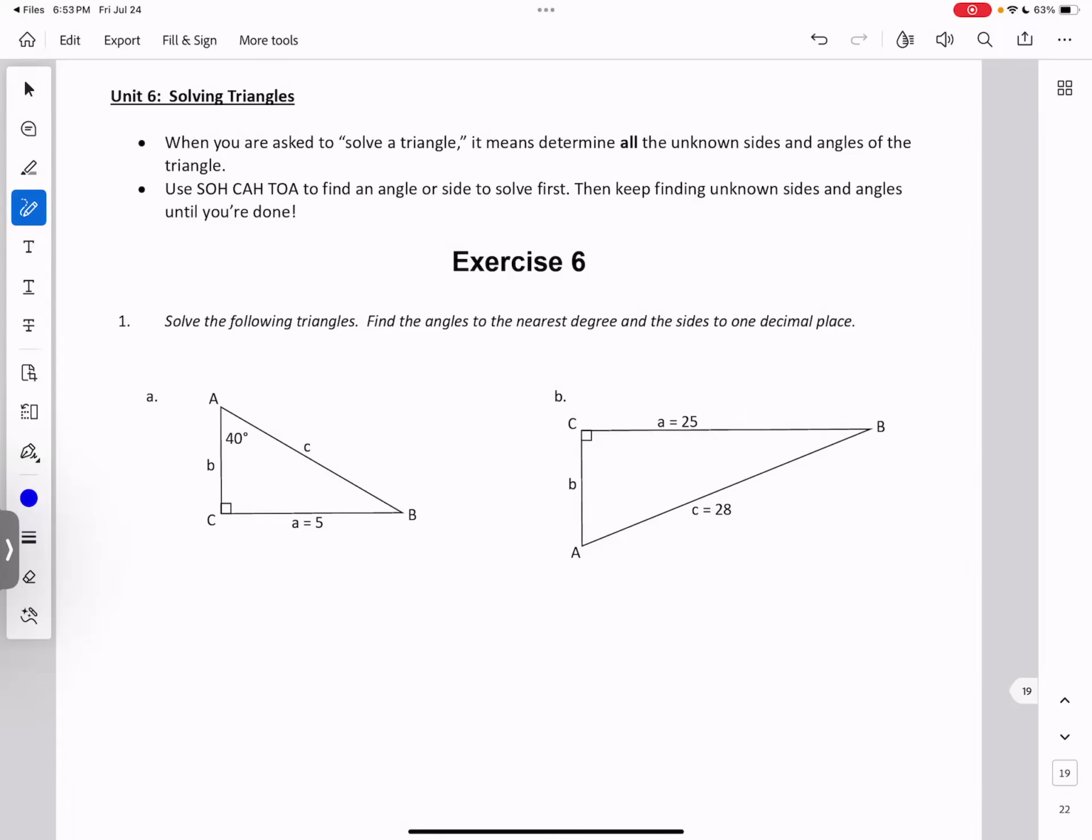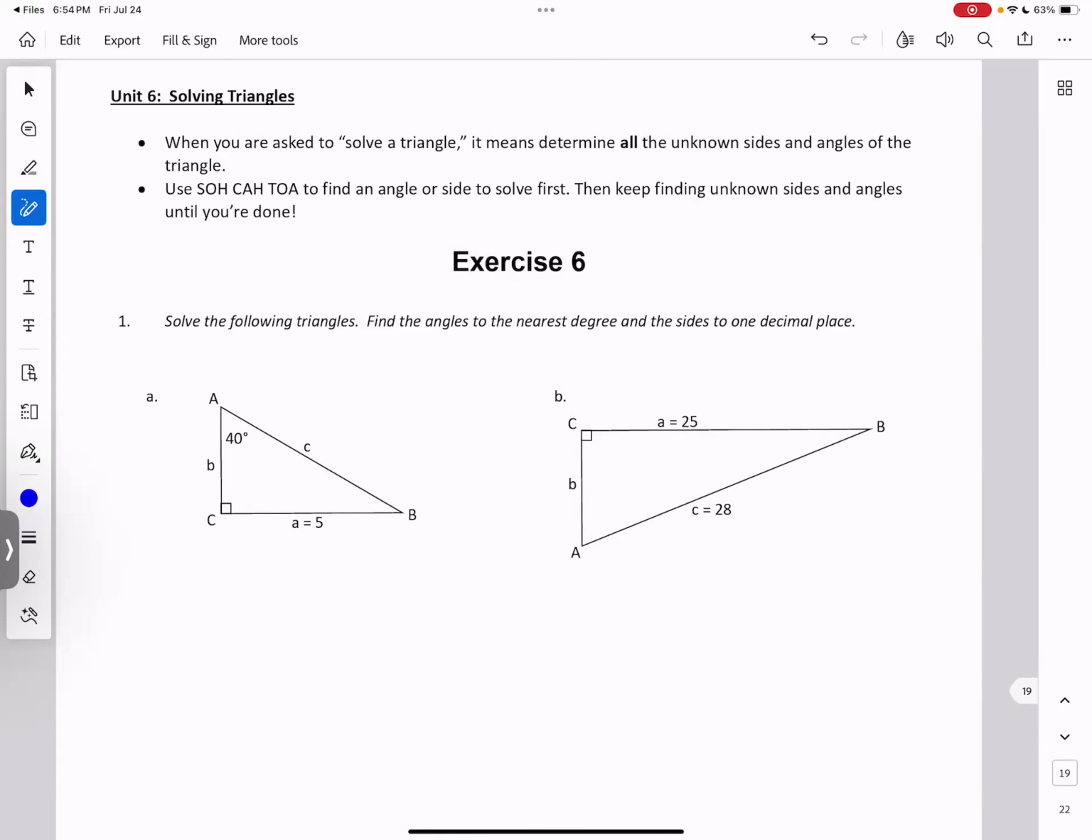So the last unit of Module 14 is about putting together all three ratios and what you've learned so far to solve triangles. And so that means finding all of the unknown sides and angles in a triangle. There are many ways to do these.